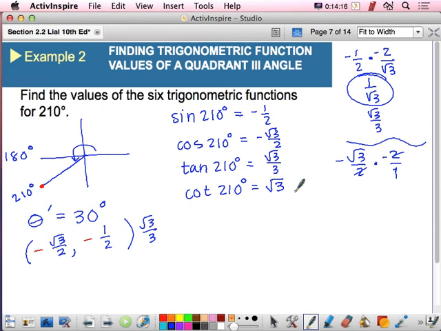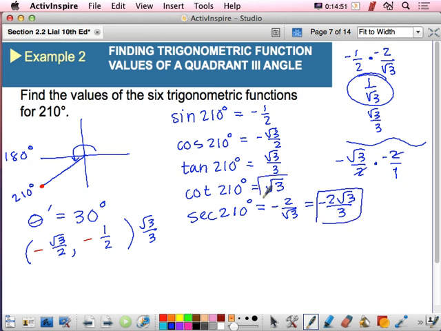Okay, let's try secant. Secant of 210 degrees is going to equal the reciprocal of whom? Cosine, right? The reciprocal of cosine? Let's look, okay? All right, so if this is cosine, negative square root of 3 over 2, then secant is the reciprocal of that, negative 2 over the square root of 3, and yes, you are correct. That is negative 2 square root of 3 over 3, because you have to rationalize that. That's where we are so far.